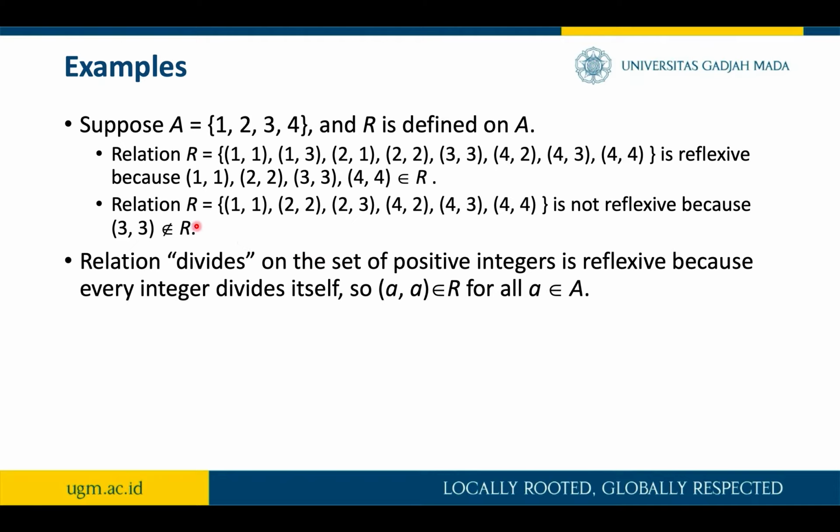On the other hand, if we have this relation: (1,1), (2,2), (2,3), (4,2), (4,3), (4,4) on A, then we can see that there is at least one element that is not related to itself, because (3,3) is not an element of R. (3,3) doesn't exist here. So it means that relation R is not reflexive.